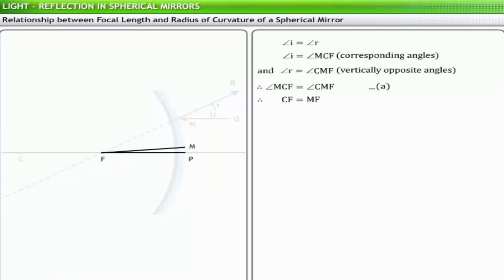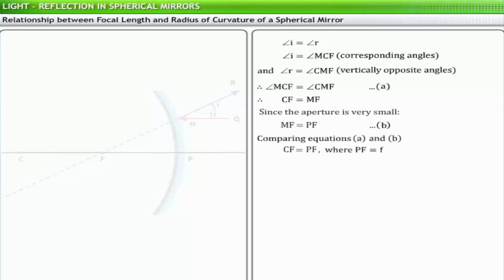If point M is very close to point P, that is, the linear aperture of the mirror is very small, then MF is equal to PF. Therefore, CF is equal to PF. Also, PC is equal to PF plus CF, or PC is equal to 2PF, since CF is equal to PF.